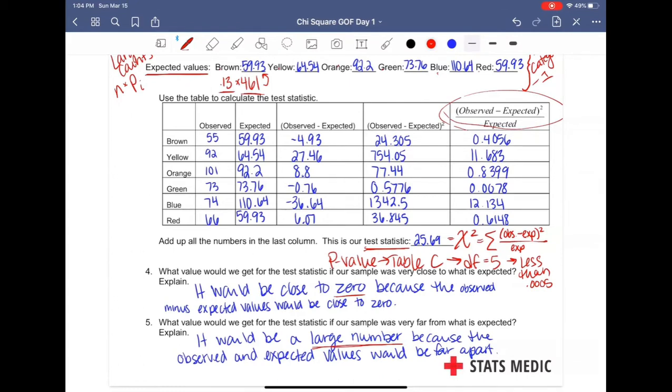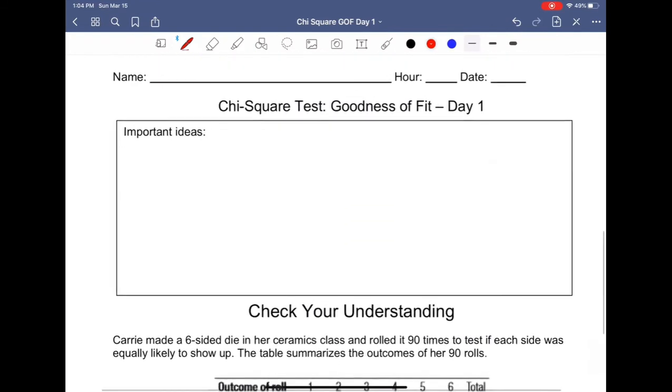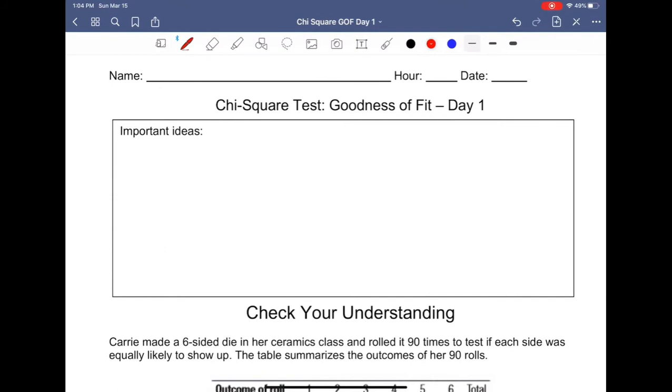All right, so now let's go ahead to the next page and talk about our important ideas. So we mentioned before that there were 2 learning targets for today. The first one was about hypotheses and expected counts. So I'm going to put this here like this. Learning target number 1, I'm going to start with hypotheses. And these are hypotheses for a chi-squared goodness of fit test.